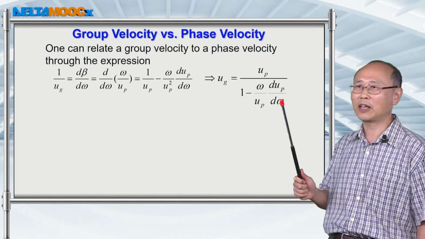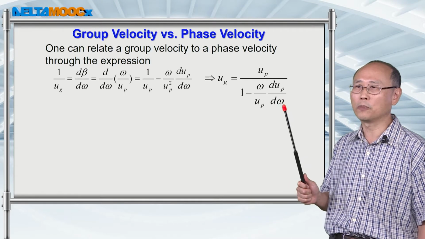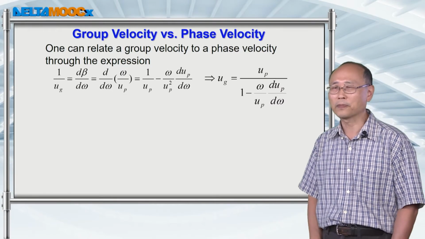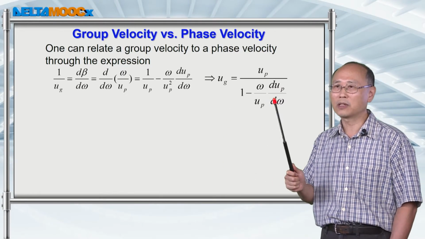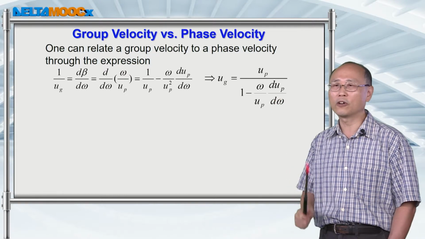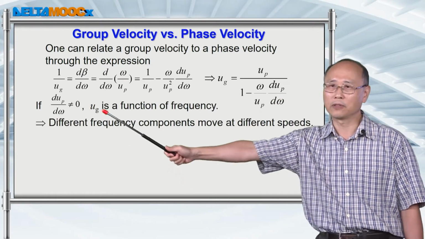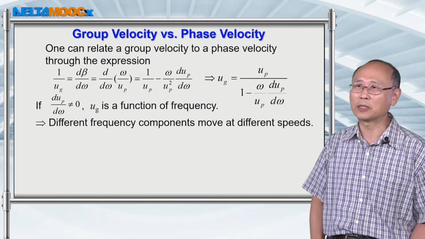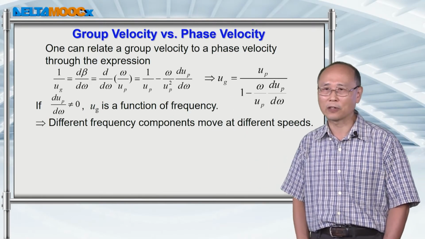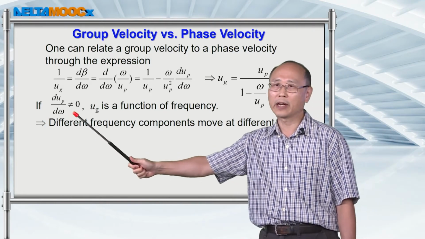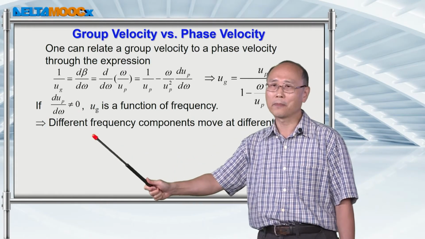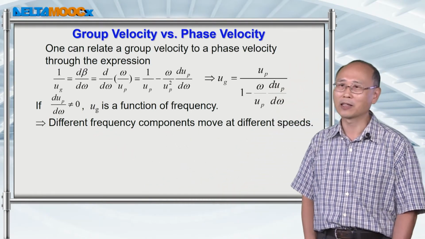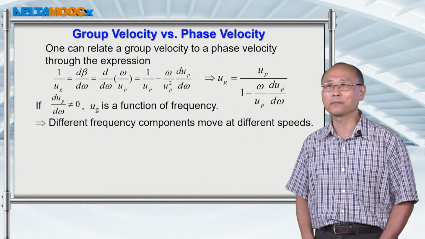Apparently, if you take out this term, du_p over d omega, then you will have group velocity equal to phase velocity. In other words, if du_p over d omega is not equal to 0, then in general, the group velocity is going to be different from the phase velocity. This means that the different frequency components inside this wave packet will be moving at different speeds.